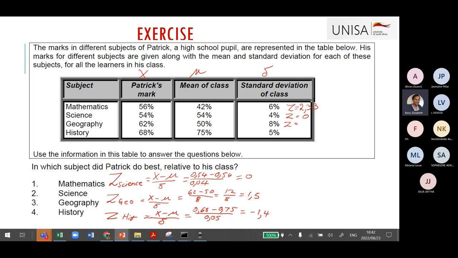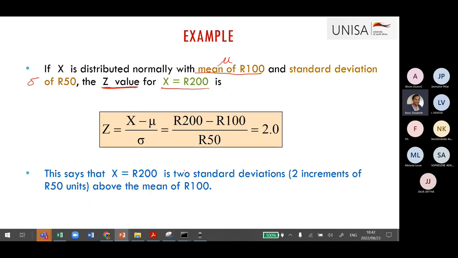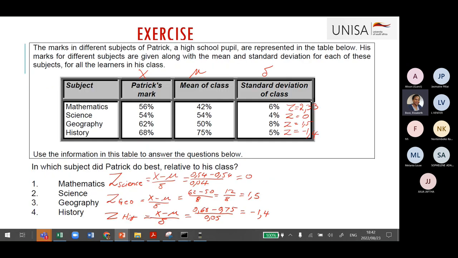I'm just going to put them close to one another: a z of 1.5 and a z of minus 1.4. So looking at this, how will you interpret it? Remember how we interpreted the previous one: two standard deviations, which is two increments of the 50 away from the mean. With this one, it's the same thing. It tells you how far Patrick's score is from the rest of the class. The closer your Z score is to zero, it means he scored almost the same relative to the class. If the Z score is bigger, it means he scored better than the class. That is how you can interpret this.